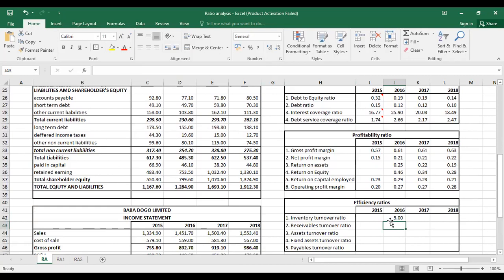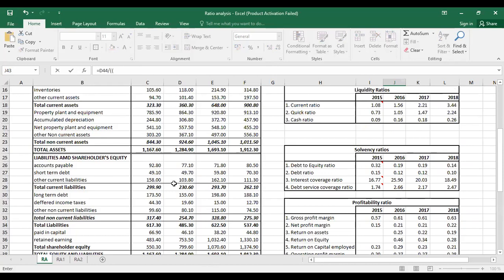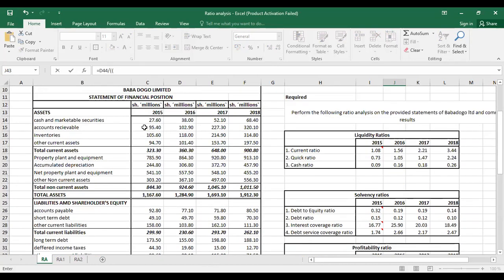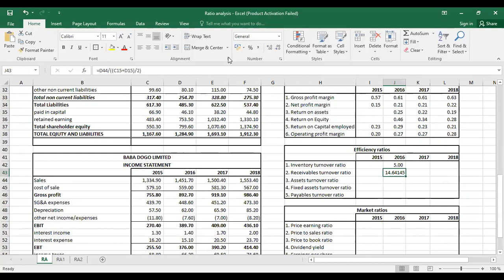Then we go to receivable turnover. It will be the sales. Here, assuming that all our sales were on credit, it is credit sales divided by average account receivables. So you open 2 brackets, this one plus the second one, you close the first bracket, you divide by 2, then you close the second bracket. Control Enter, Control Backspace.